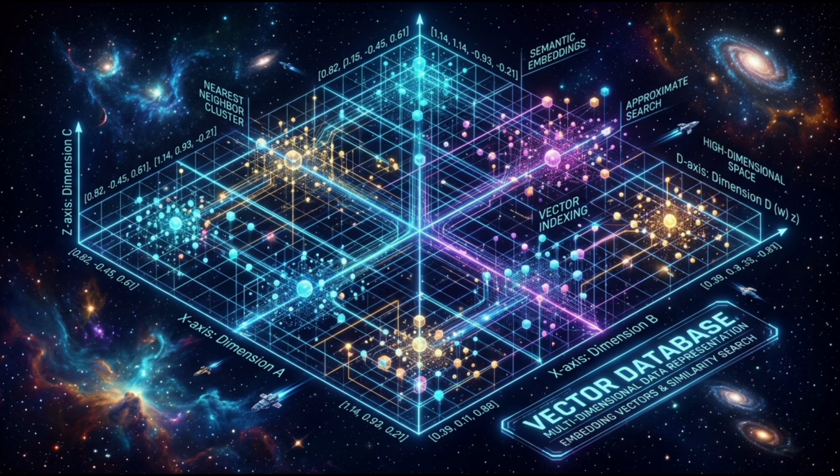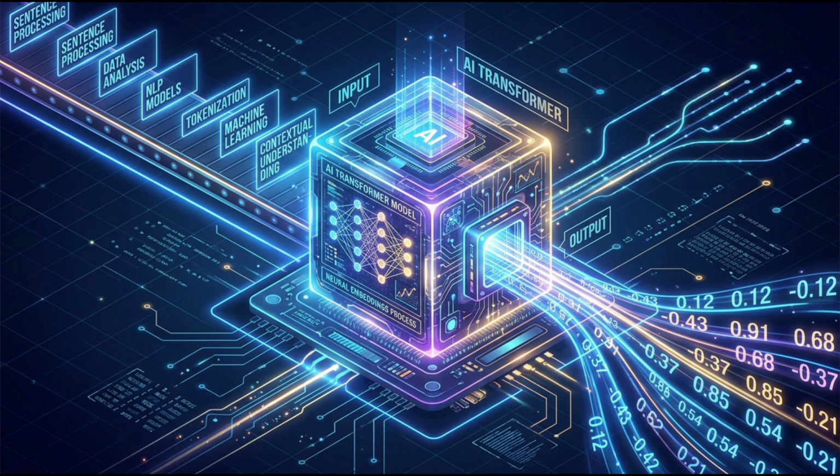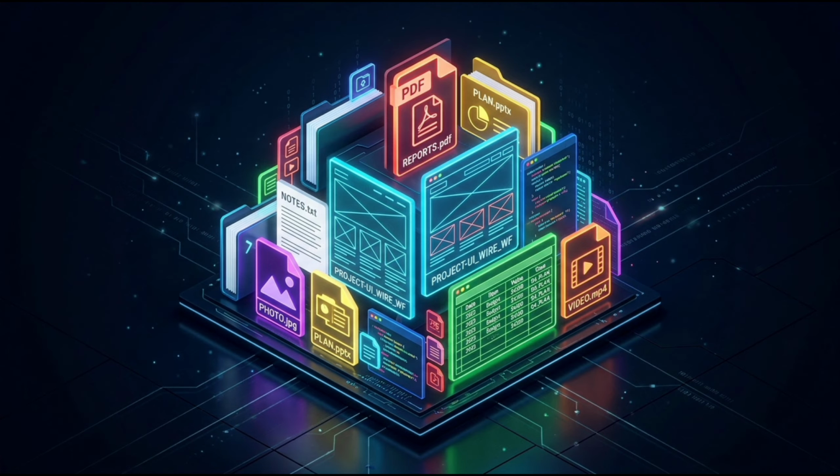What is a vector database? A vector database is a specialized database that stores data as numbers, which we call embeddings. Our very first process looks like this.